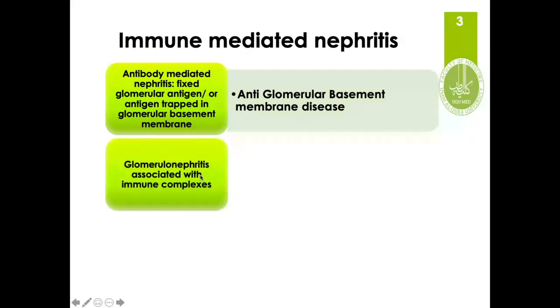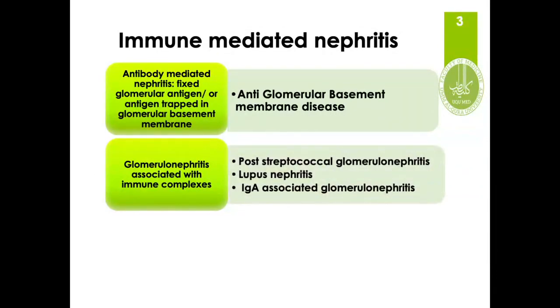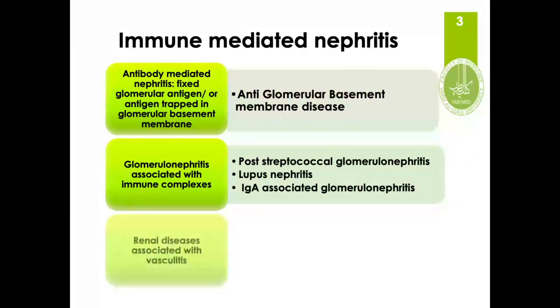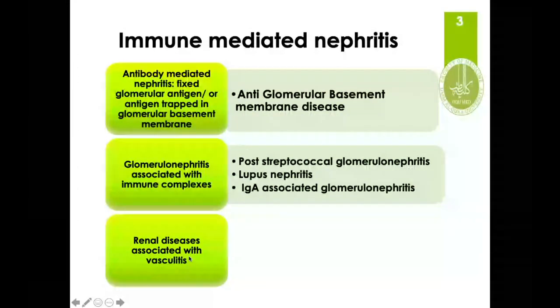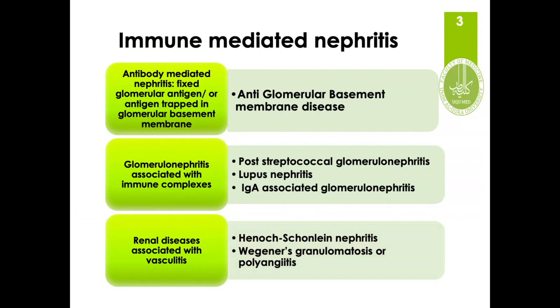Then the immune complex mediated group is a huge number of diseases which are actually caused by immune complexes, and the diseases that we'll be discussing today are post-streptococcal glomerulonephritis, lupus nephritis, and IgA associated glomerulonephritis. Then there is a tuft of capillaries in the Bowman's capsule, as you all might know, and when those small capillaries are inflamed, that is called vasculitis. There are also conditions associated with vasculitis, and they include Henoch-Schönlein nephritis, Wegener's granulomatosis, or polyangiitis.